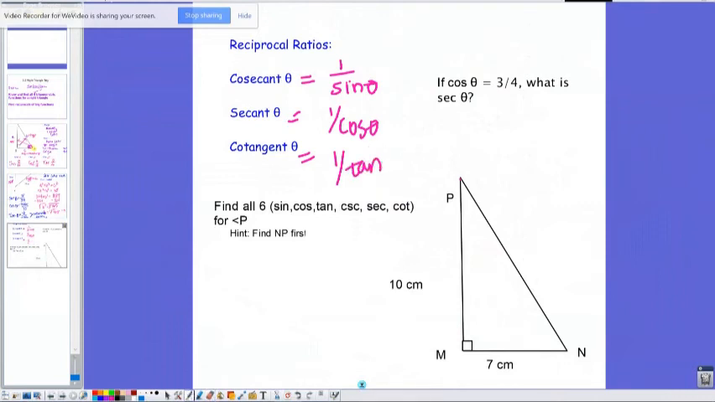And then I wrote a question here, like if cosine is 3/4, what would secant be? So secant of theta would then be 1 over 3/4, but we don't like to write it like this. It is the reciprocal, so you can just flip it upside down. So what you really need to do is find sine, cosine, and tangent, and then flip them all upside down to make cosecant, secant, and cotangent.